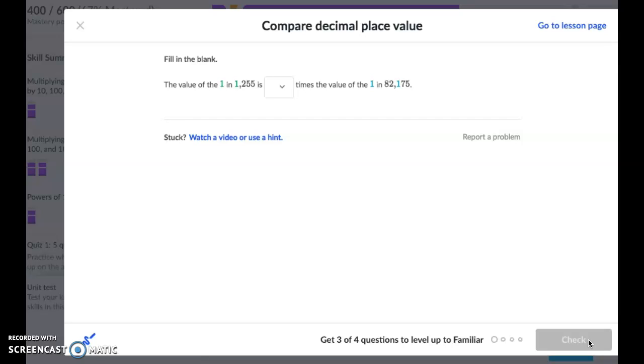Fill in the blank. The value of the 1 in 1,255 is blank times the value of the 1 in 82,175. So what we're noticing here is that here it's in the thousands place and here it's in the hundreds place. So it's one place value over, and because it's one place value over, it's 10 times the amount. Because this is 1,000, this is 100. So if we think about that, that makes sense. 1,000 is 10 times the value of 100.